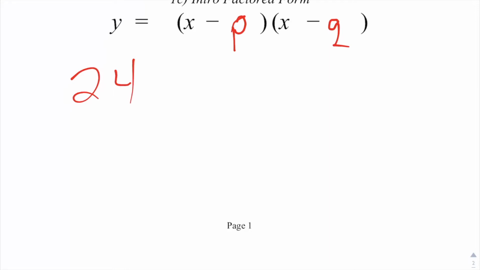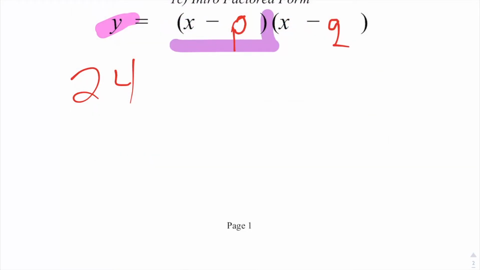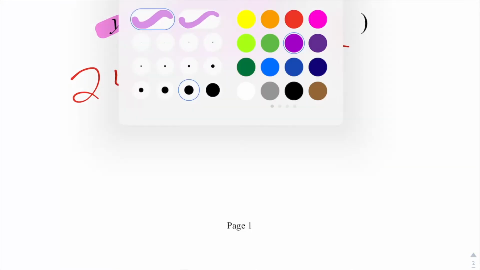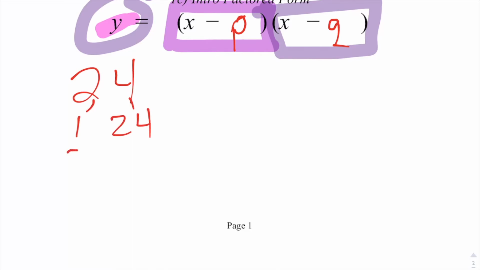So let's say we had 24. Well, what are factors? Factors are basically things that you multiply together to get a number. Well, this y is just a number, okay? And this is one factor of it, and this is the other factor of this y. Just like here with 24, we could have 1 and 24 be the factors, right? We could have 2 and 12 be the factors, 3 and 8, and 4 and 6.